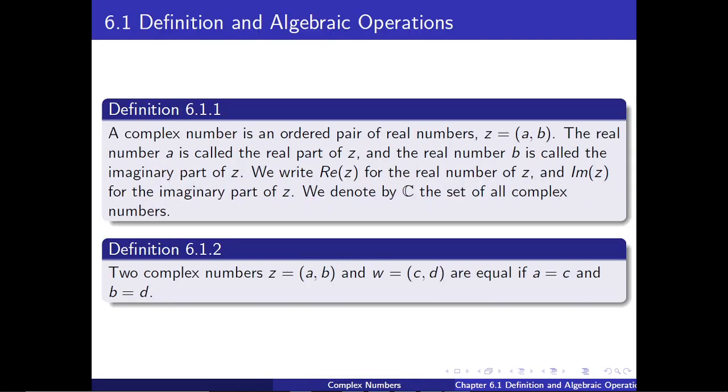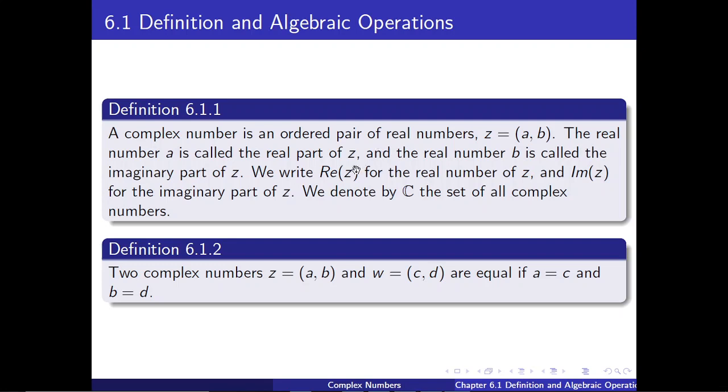Right, so the definition of a complex number. A complex number is an ordered pair of real numbers z, which is equal to (a, b). It's written in this form to show that this is an ordered pair. And then the real number a, the first number here, is the real part of the complex number, and the real number b is called the imaginary part of the complex number z.